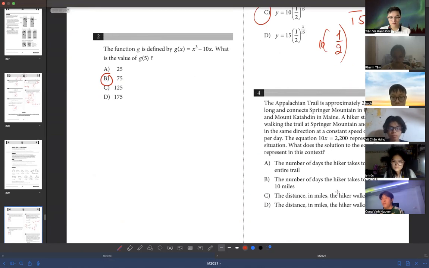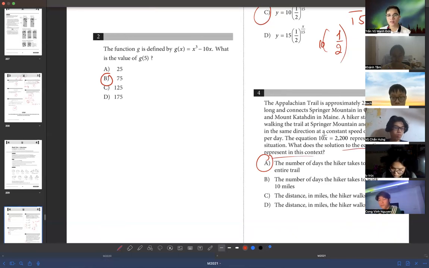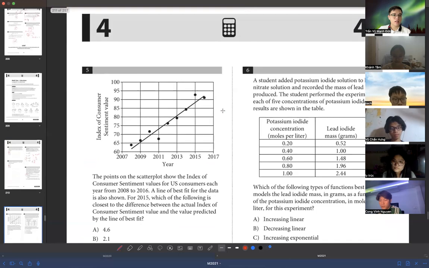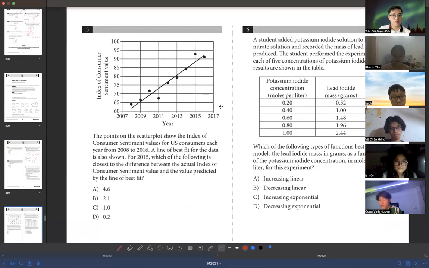Also do 4 for me. A. For A, the number of days the hiker takes to walk the entire trail. What does the solution represent? So this is basically explaining the solution, it's x. Not too difficult, right? They're asking for x, right? Very good. Next up, 5, Hung.